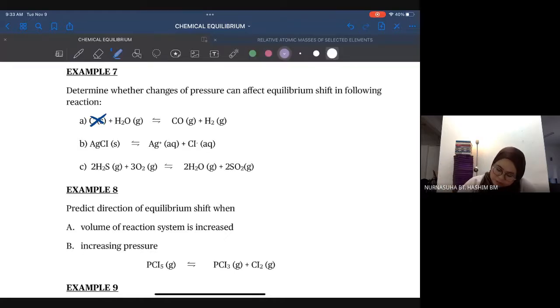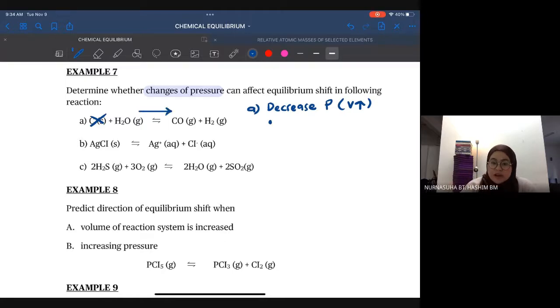Okay, so let's say lah kita decrease pressure. Soalan tidak spesifik decrease or increase. So let's say lah kita decrease pressure by increasing volume. Okay. So maksudnya equilibrium akan shift towards greater number of mole, which is sebelah equilibrium shift to the right lah. Kalau increase pressure, equilibrium will shift to the left.